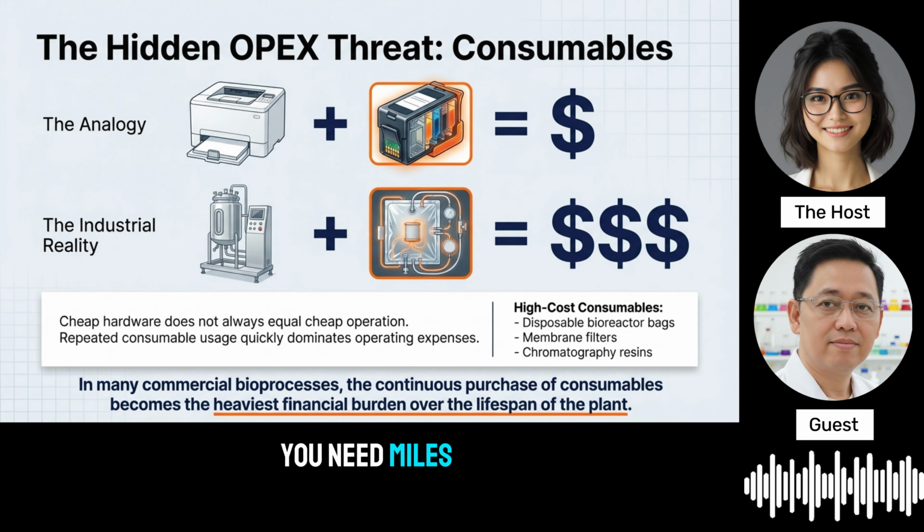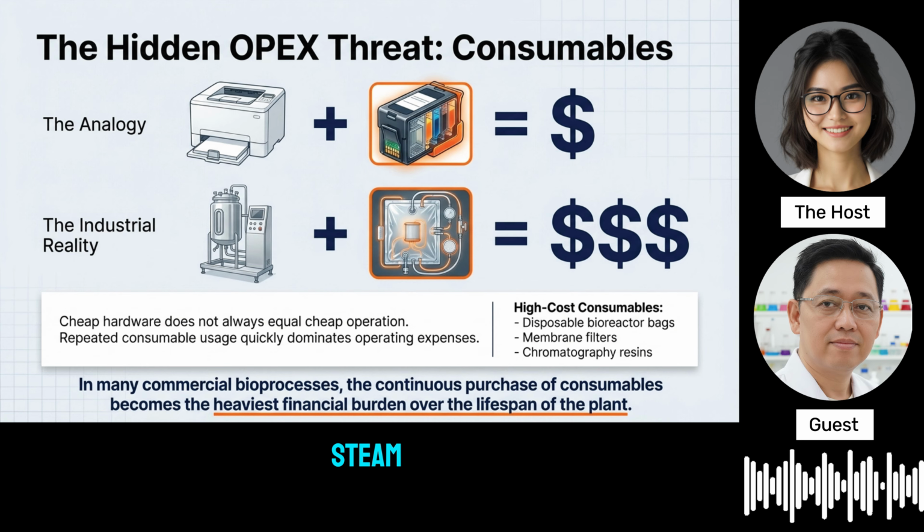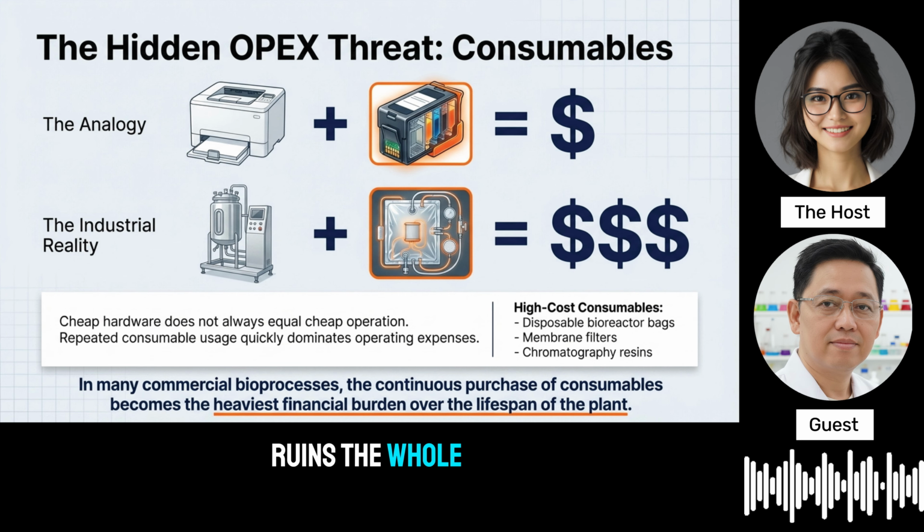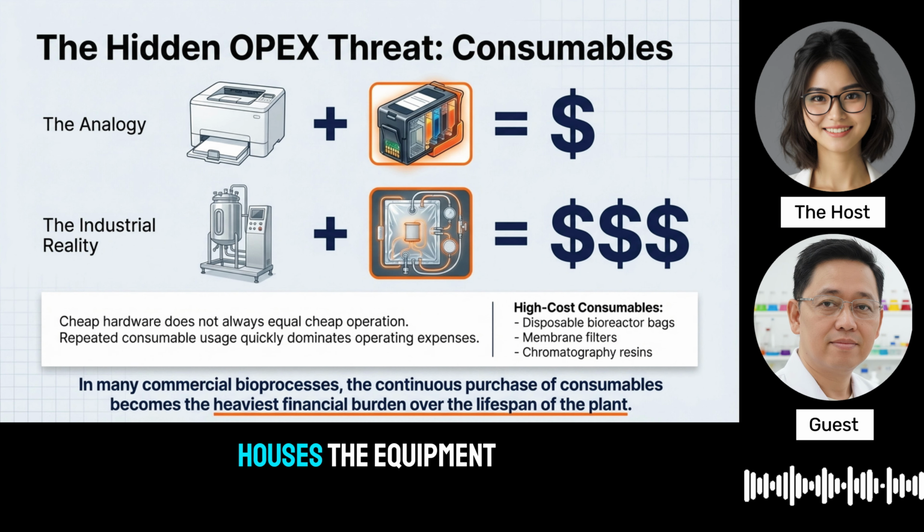You need miles of specialized high-purity piping that can be sterilized with pressurized steam. You need stringent clean room environments with massive HVAC systems to filter the air perfectly. Oh, right, because any contamination ruins the whole batch. Exactly. Plus complex instrumentation, automated valves, and rigorous regulatory validation. The shell that houses the equipment costs 10 times more than the equipment. That is staggering, and the economic surprises keep coming when we look at OpEx.